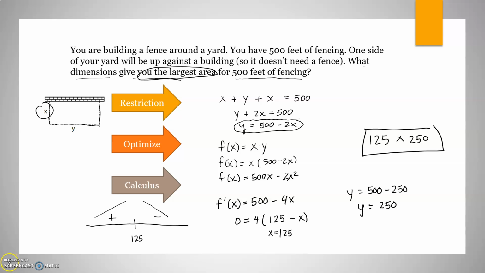All right. Optimization is tough when you first get to it. You have a lot of manipulation that you have to do. Keep in mind you have 3 steps: restriction, optimize, calculus.